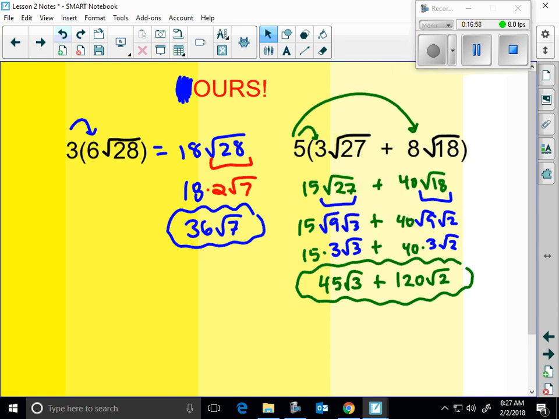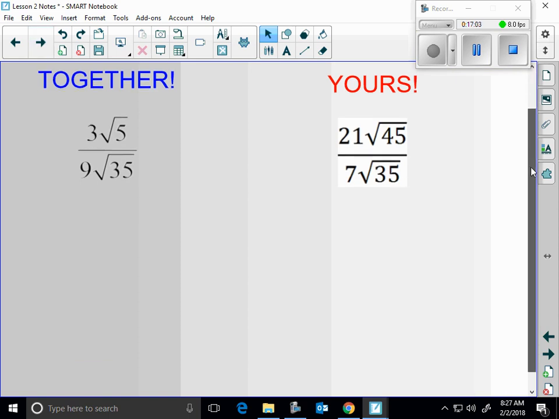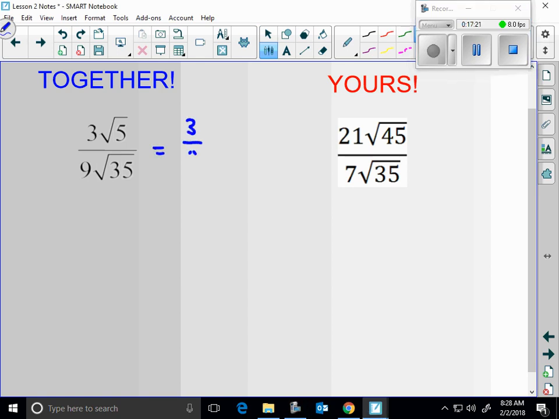Okay, let's keep rolling. Let's divide a little bit together. Now, some children get scared by division, but division is not as bad as you might think. Okay, so thoughts. Do you have thoughts on this? I'm going to pause. So in the first one, what I would probably do is split these up and go 3 over 9 times, and then I'm going to put this all in one square root.